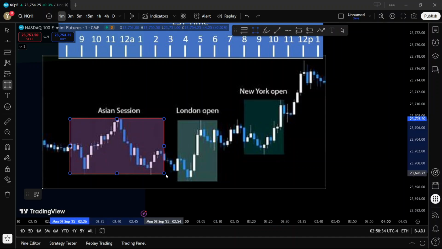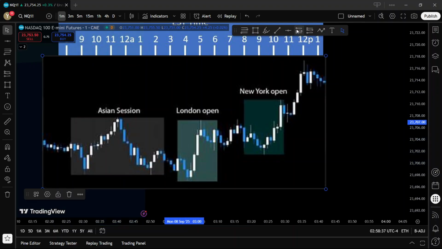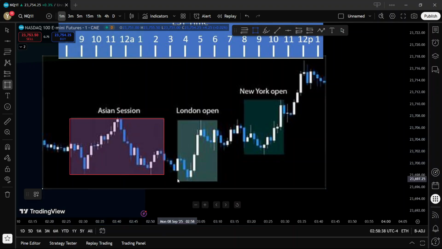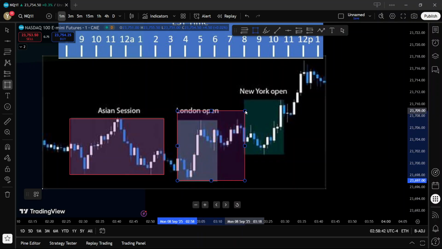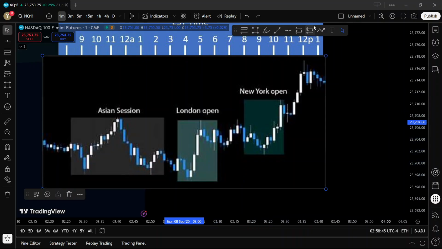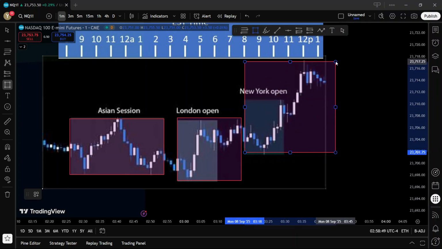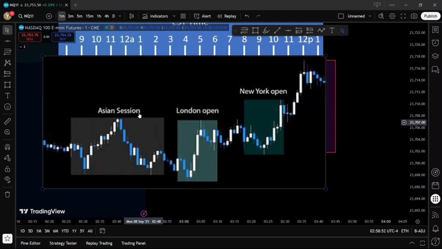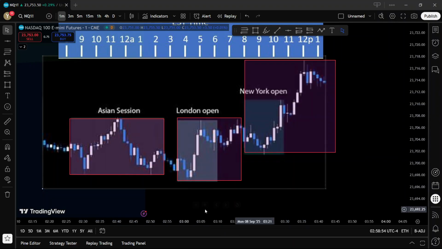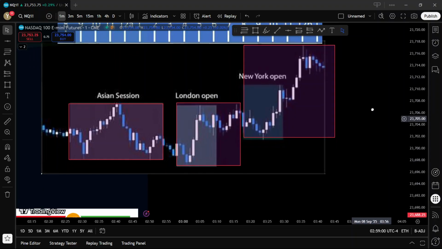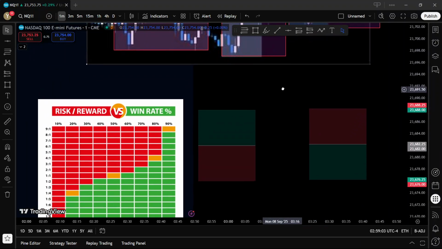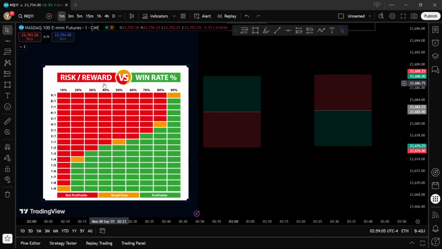Just to show y'all better, let me draw. This was the whole Asia session, right? And then this was the whole London session right here till New York open, right? And then this was the whole New York session. You can see the squares. Maybe Asia and London are the same, right? But the New York session is always the biggest session, because it always has the biggest moves and it always has the most people trading. So then we're gonna come into risk to reward.